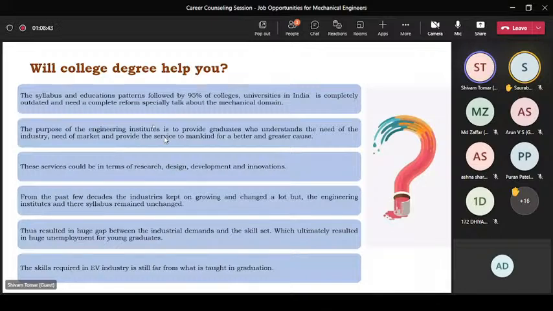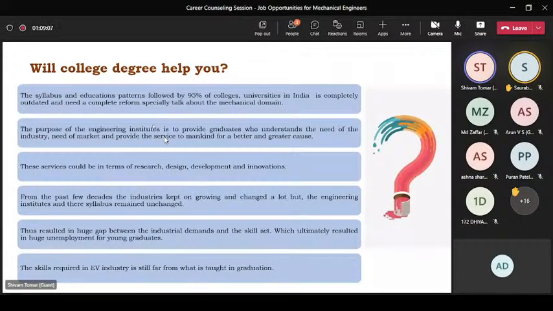But today you see the industry has grown. Industry has gone far. Industry has grown, but the curriculum still remains the same. So that is how you see the gap between the industry and the education increasing, which is ultimately creating a big challenge for mechanical engineers.